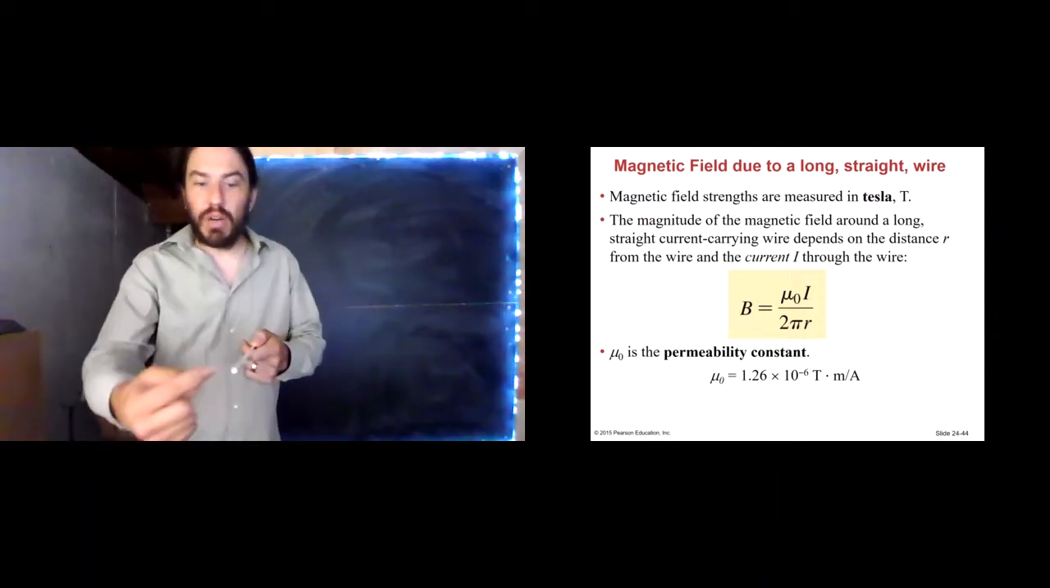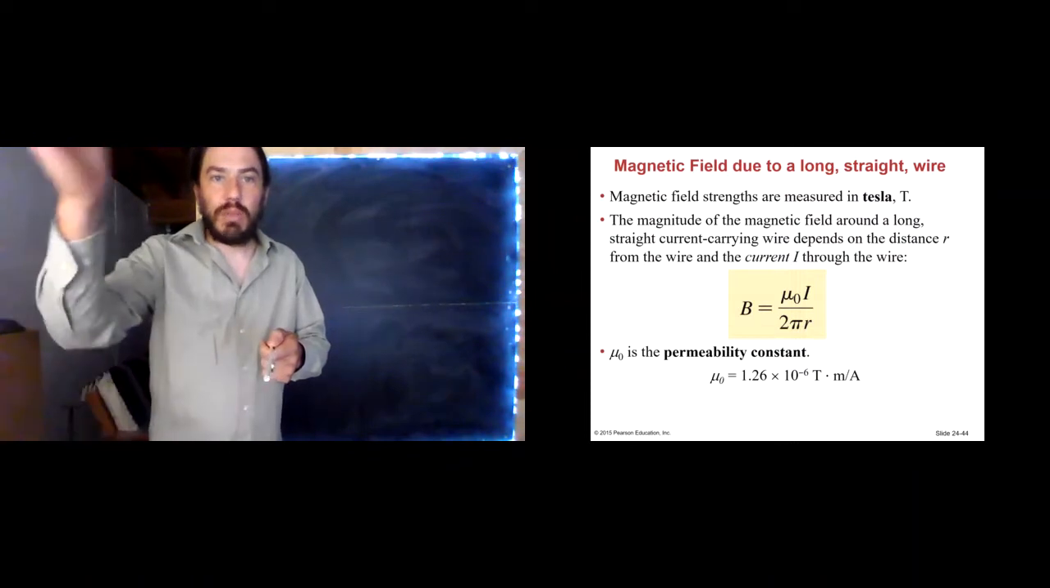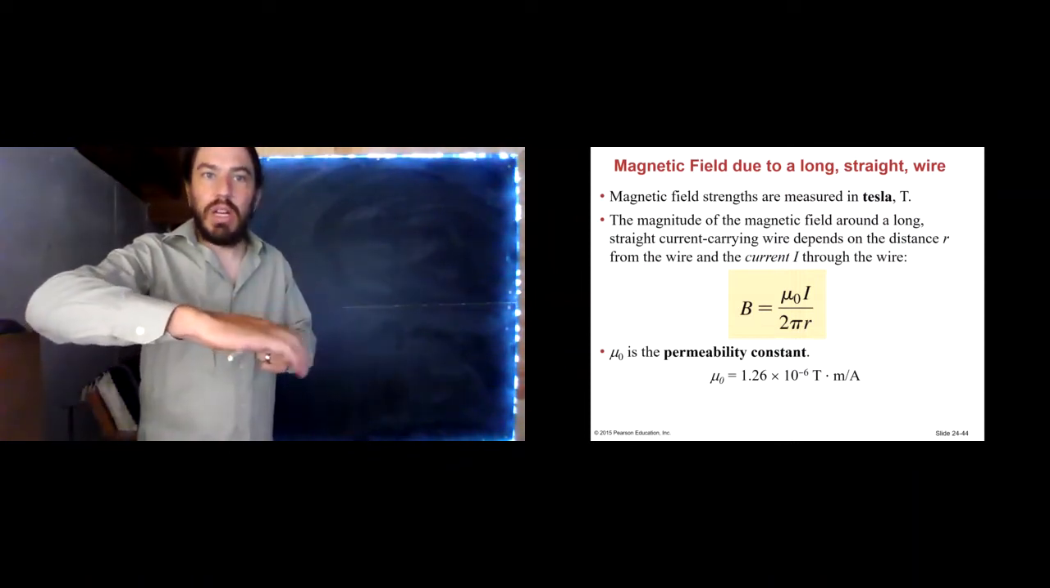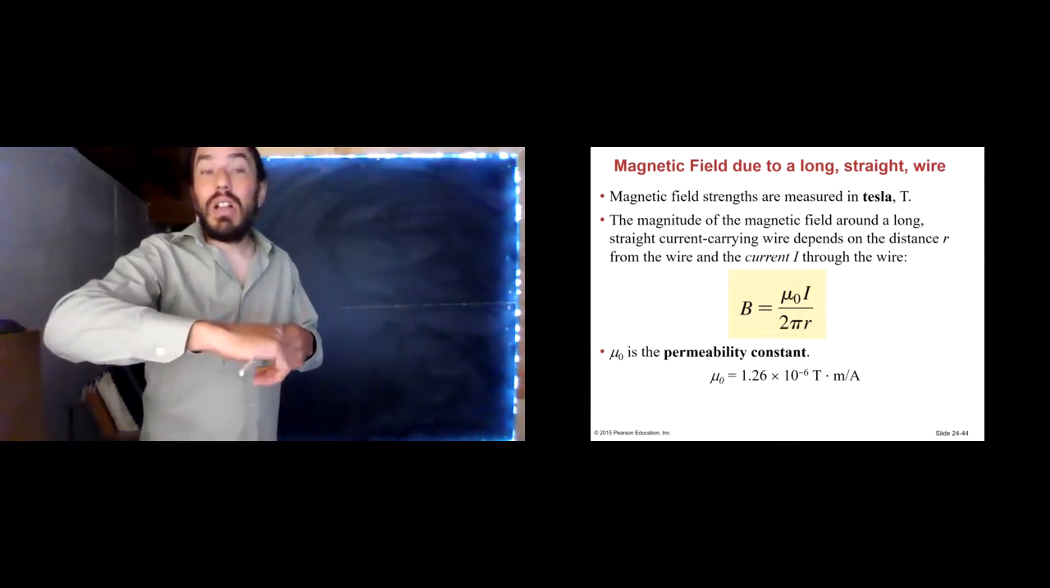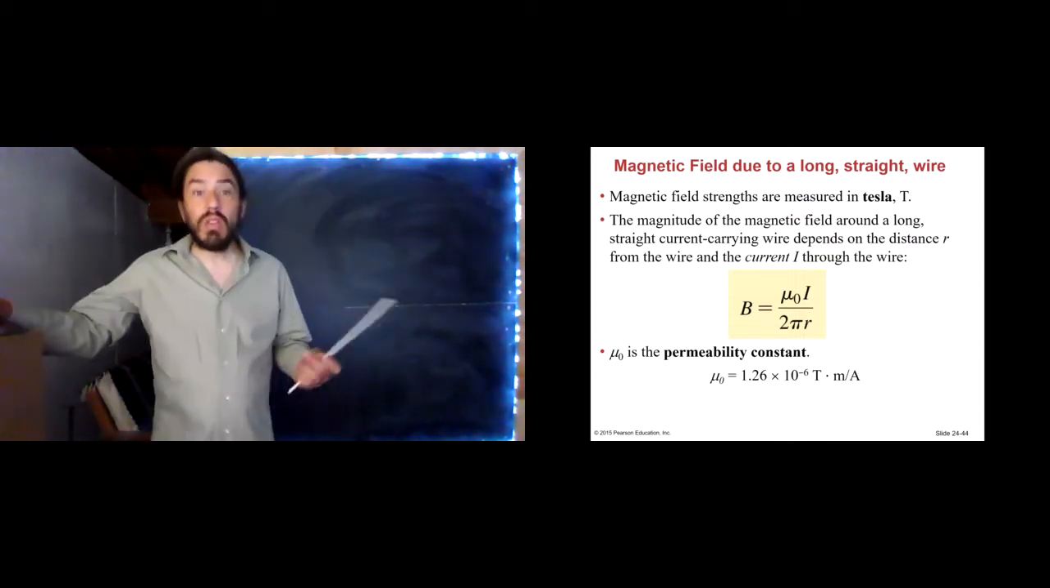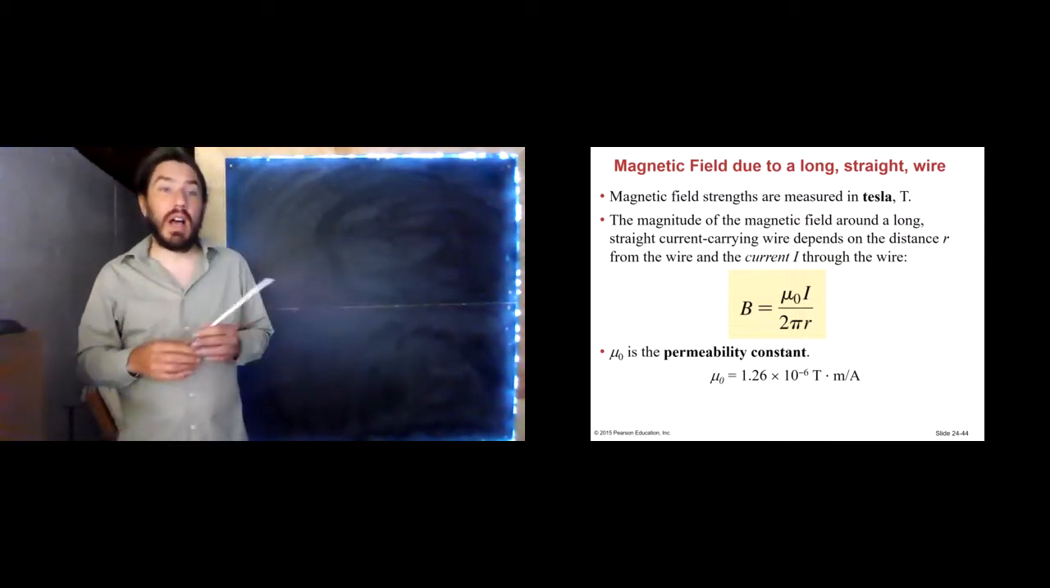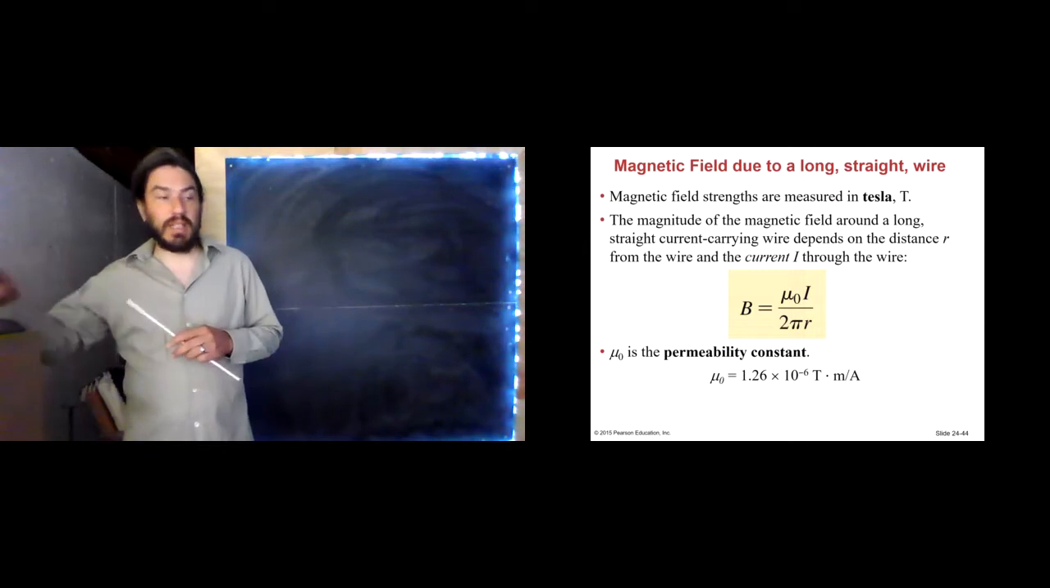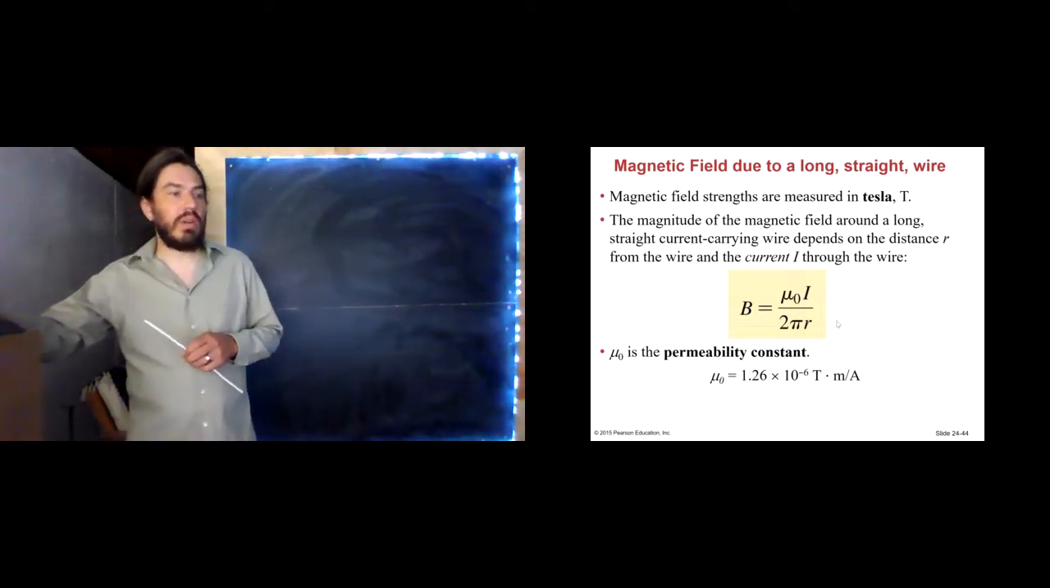Of course, if the current was going this way, then I would turn my right hand around, and we would agree that we had a clockwise rotating field. So this equation here gives us the magnitude of that magnetic field. And so what do we see here? Well, we see that it is proportional to I. Of course, I is the current. And inversely proportional to R.